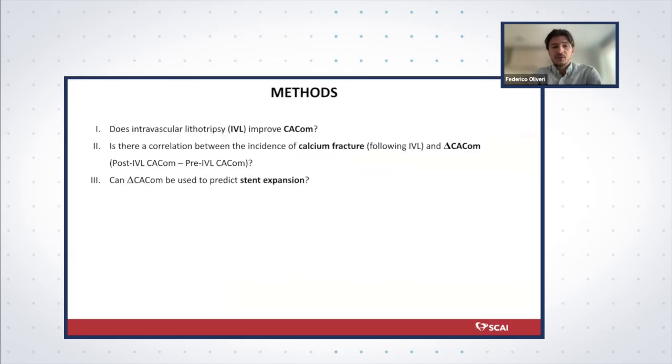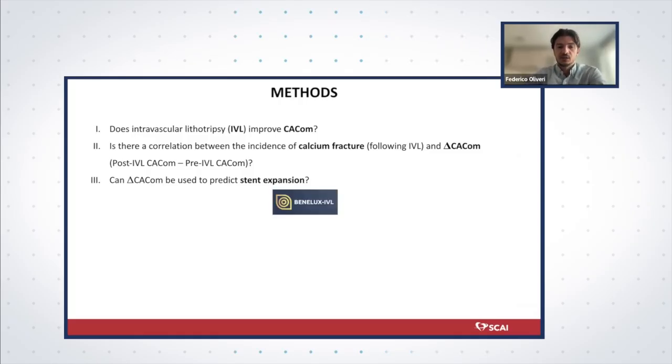So the aim of our study was to answer these three questions. Does intravascular lithotripsy improve coronary artery compliance? Is there any correlation between the incidence of calcium fracture following IVL and the modification of coronary artery compliance, post and pre-IVL? Importantly, is there any relationship between coronary artery compliance modification and stent expansion? Can modification in coronary artery compliance predict stent expansion?